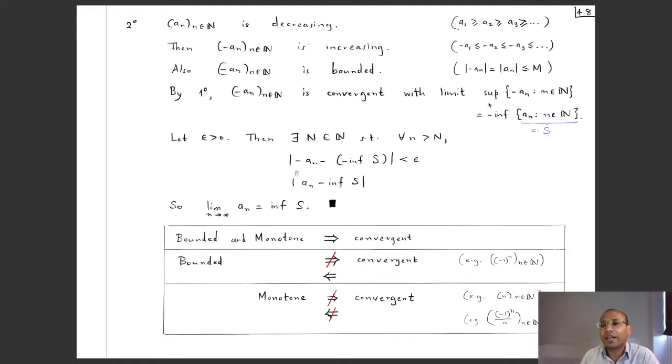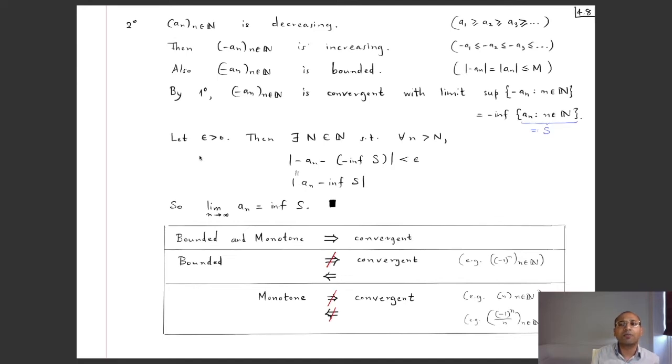Okay, and in the exercise we had shown that the supremum of this minus S is equal to minus the infimum of the original set in question. So this new sequence is convergent with limit minus the infimum of S. And then we are almost done, because if you actually write down what this means, you will see that this is telling you something about the convergence of the original sequence.